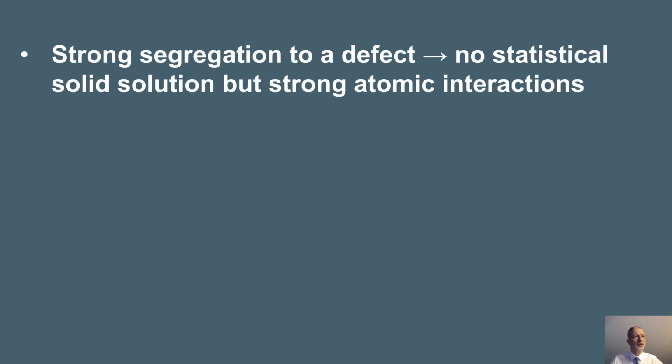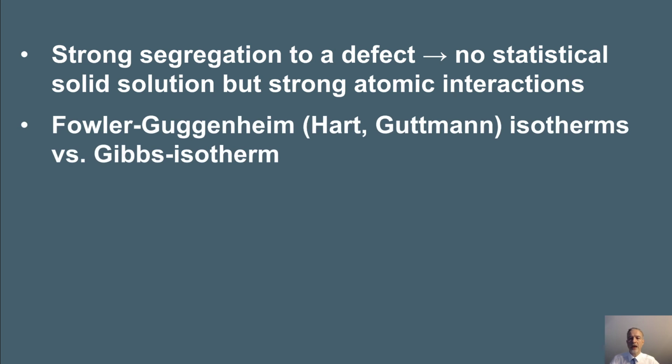So with that, I come to a couple of conclusions. I hope I could show you that we have very strong segregation effects to defects, but that these segregation effects are often not of a statistical nature alone, but that very strong atomic interactions apply once the atoms have segregated. In classical isotherm descriptions, this amounts to saying that we follow more a Fowler-Guggenheim or Hart or Guttmann type of isotherm rather than the Gibbs isotherm description, which is free of atomic interactions.